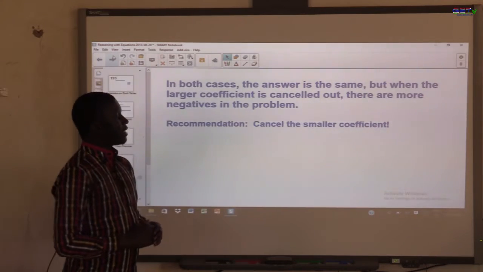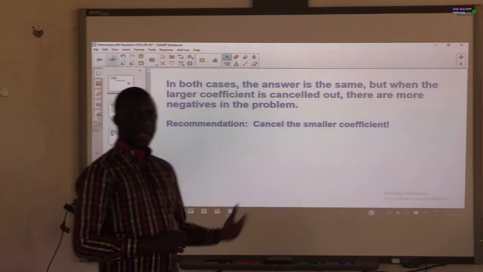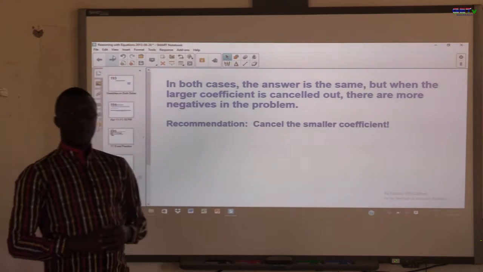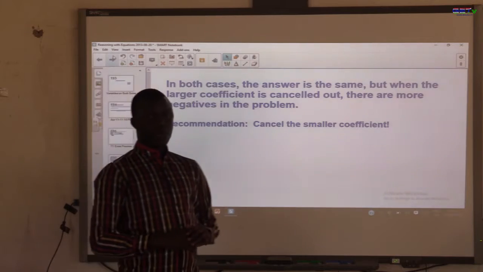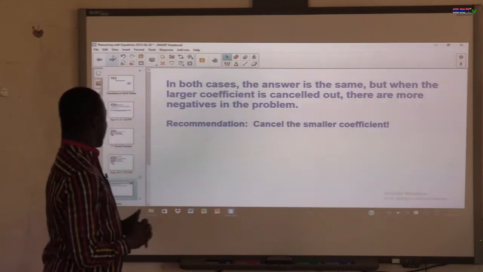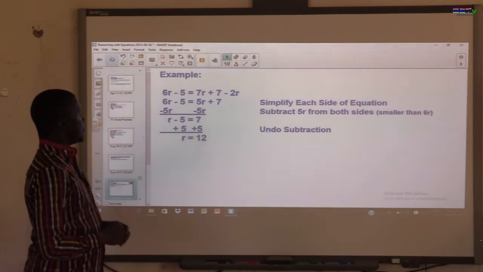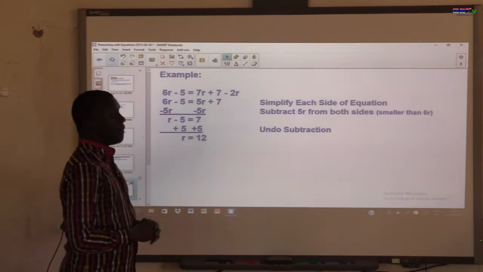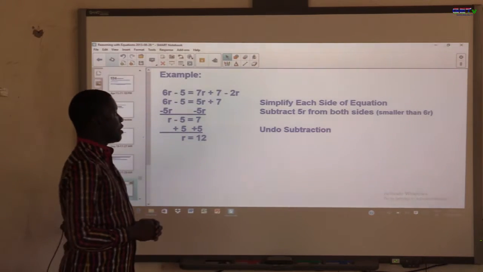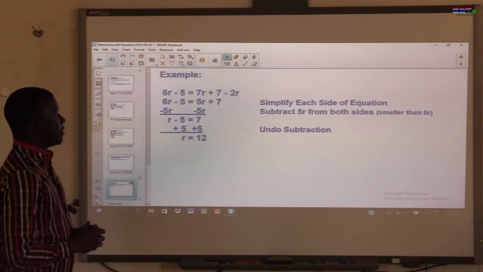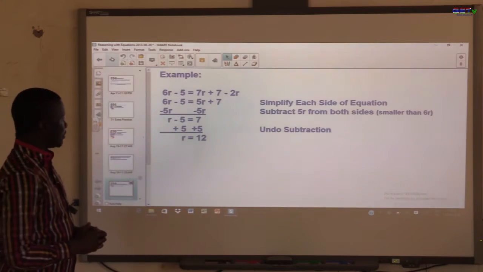Whenever we are combining like terms or simplifying an equation, it is advisable to first cancel the smaller coefficient in order to avoid a lot of negative numbers. Now we have an example here: 6r minus 5 equals 7r plus 7 minus 2r.